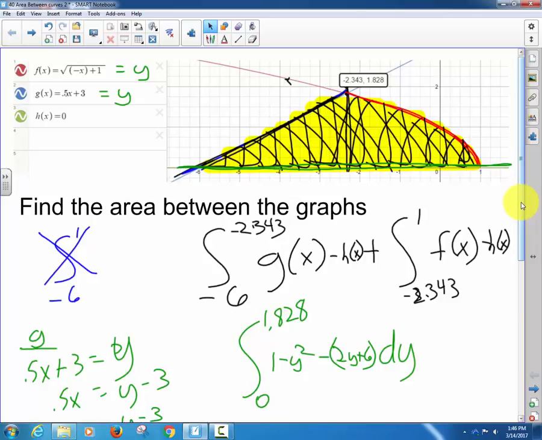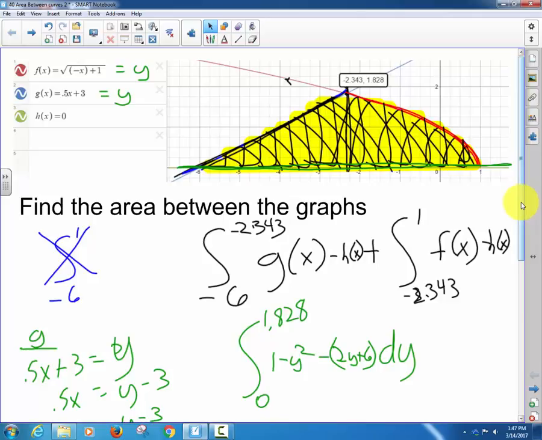So the question becomes, how do you know to turn your head to the right? The only good answer I can give you for that is, if you integrate this with the black line on top and the red line on the bottom, you're going to get a negative answer. What do you know about a negative answer?